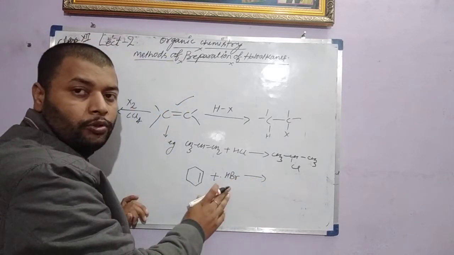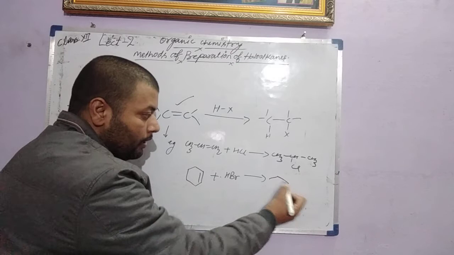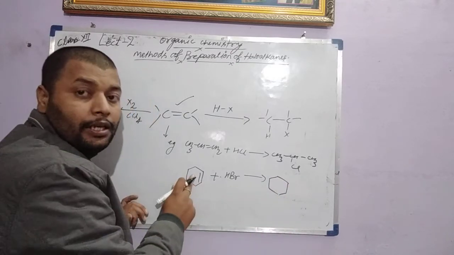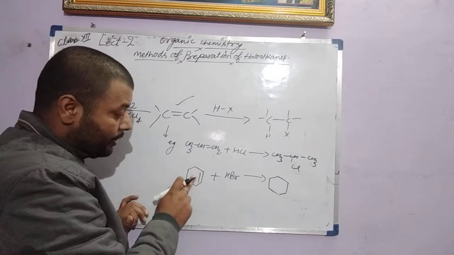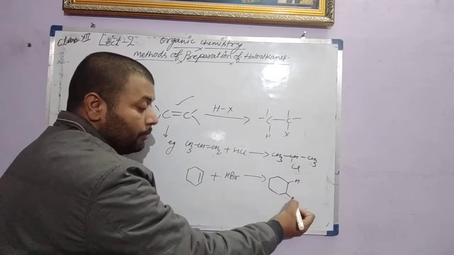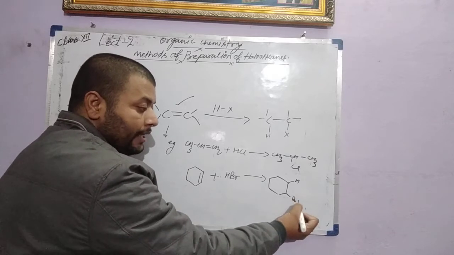So this will also go through the simple addition reaction, because this is not an unsymmetrical molecule. This is a symmetrical alkene, you can see. So hydrogen may attach at any of the hydrogen positions and bromine at any of the positions.